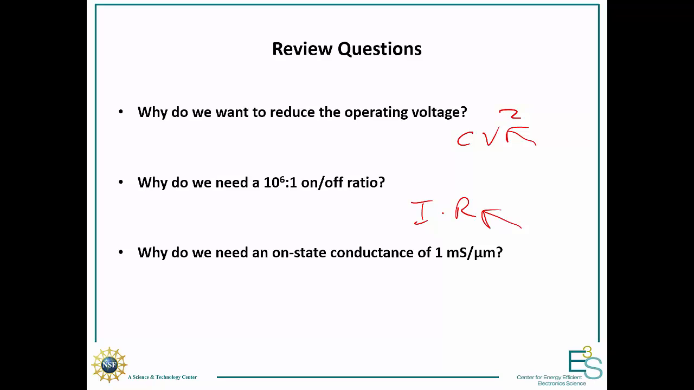And the last question is, why do we need an on-state conductance of 1 millisiemens per micron? The reason for that is that we still want to maintain the speed. Even if our transistors are fast, say around a terahertz, by the time you account for the logic depth and the activity factor and everything, we're going to end up with a much lower speed. And so we need to keep this just to keep our chips operating around 10 gigahertz or 5 gigahertz.